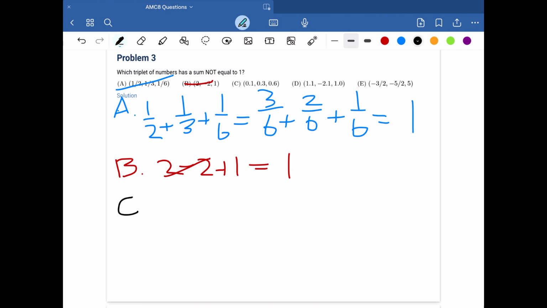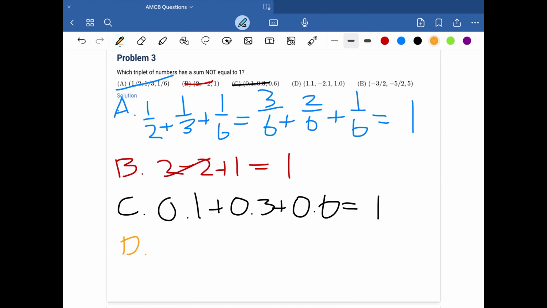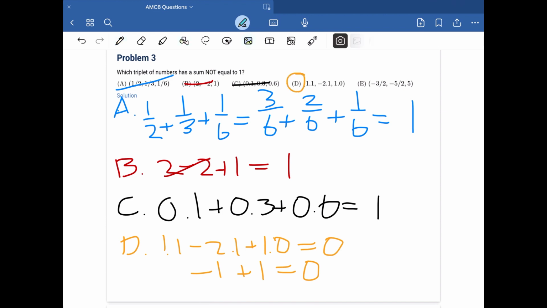Let's move on to answer choice C. Answer choice C is 0.1 plus 0.3 plus 0.6. This also equals 1, as 0.1 plus 0.3 plus 0.6 is equal to 1. So answer choice C is not our answer. Answer choice D is 1.1 minus 2.1 plus 1.0. And this equals 0, as 1.1 minus 2.1 is -1 plus 1, which is equal to 0. So our answer is D. Let's move on.